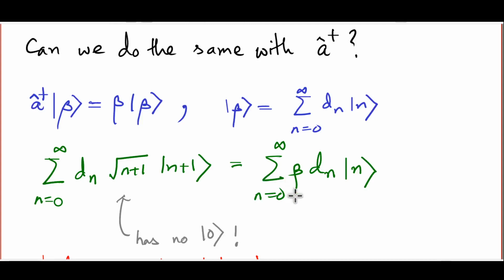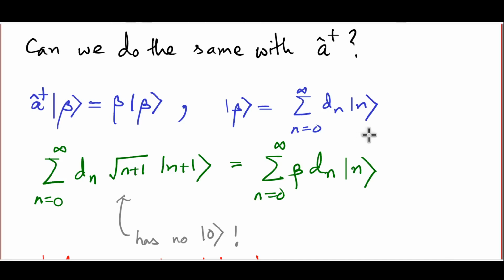Now you might say that that's not too difficult to remedy. All you have to do is choose d0 to be 0 so that the ket 0 is not present here. However, this series has to start with some lowest value of n. d0, d1, d2, etc. can be 0, but it has to start at some finite lowest value.